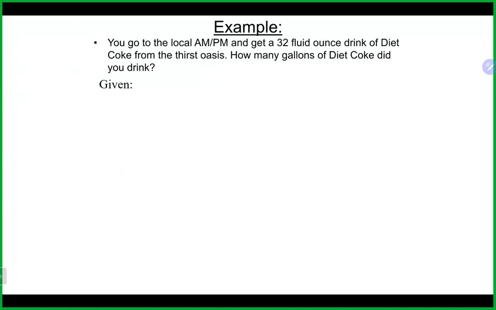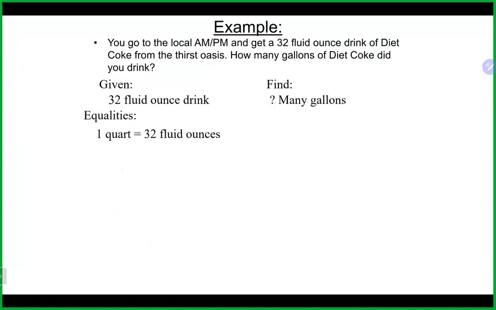All right, so why don't you give it a try here? You go to AM, PM, get yourself a 32 fluid ounce drink of Diet Coke. How many gallons did you drink? And here are some equalities that might be helpful. Set it up with dimensional analysis with the units, and the answer with the right sig figs.